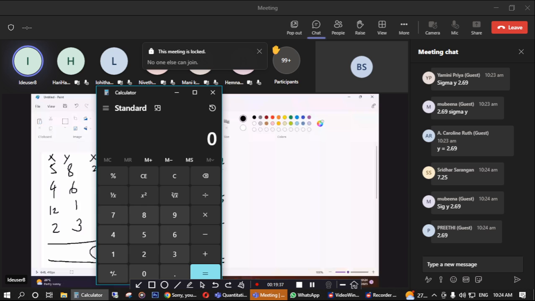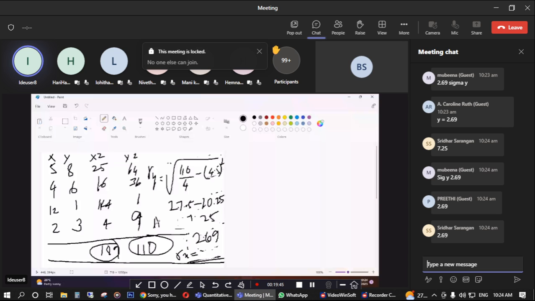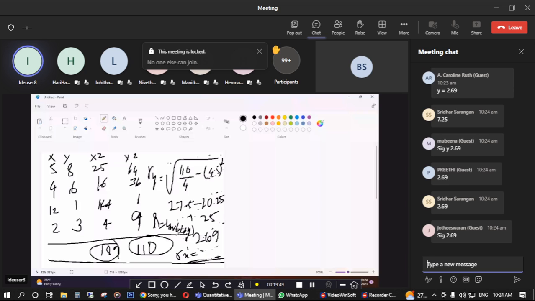Now you have to find out R. So what is R? If you want to find out the value of R, it is covariance of x comma y divided by sigma x into sigma y. Okay, that formula you already know. That is the same R formula that we use in Spearman's rank correlation. So again what I have to do is find out the covariance.